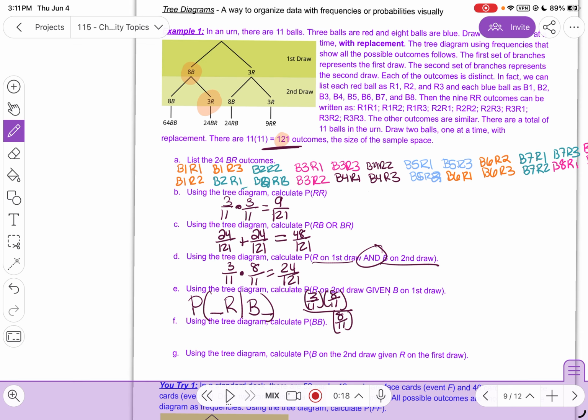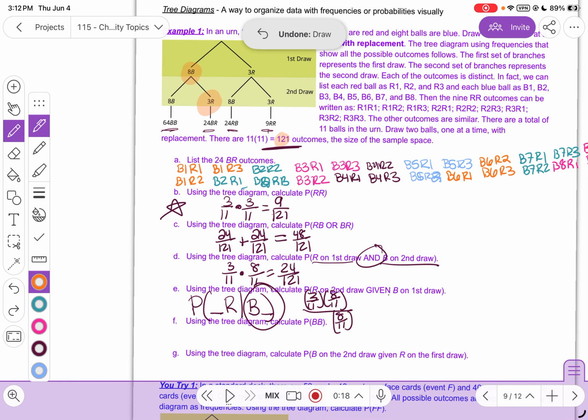Because "and" we said was multiplying, and up here we knew we could just multiply. They're mutually exclusive because none of them overlap. So B on the first is this, 8 out of 11. R on the second is this, 3 out of 11. So on the top we can just multiply them. The bottom is our given, which is B on the first, so that's 8 out of 11. Now, when you have the same thing on the top and bottom of a fraction, it just cancels out. So this simplifies to 3 over 11. So that's one way to do this.